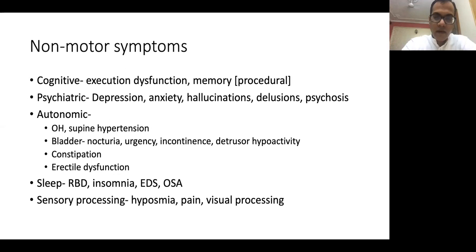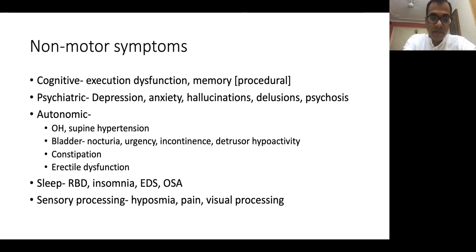Pain: a lot of patients present with pain rather than tremor, and this usually is a shoulder pain or a back pain. The pain has multiple causes. The most common is the rigidity, which reduces movements. Restriction of movements and persistent posturing give rise to pain, but there can be a central pain as well, so that requires management.